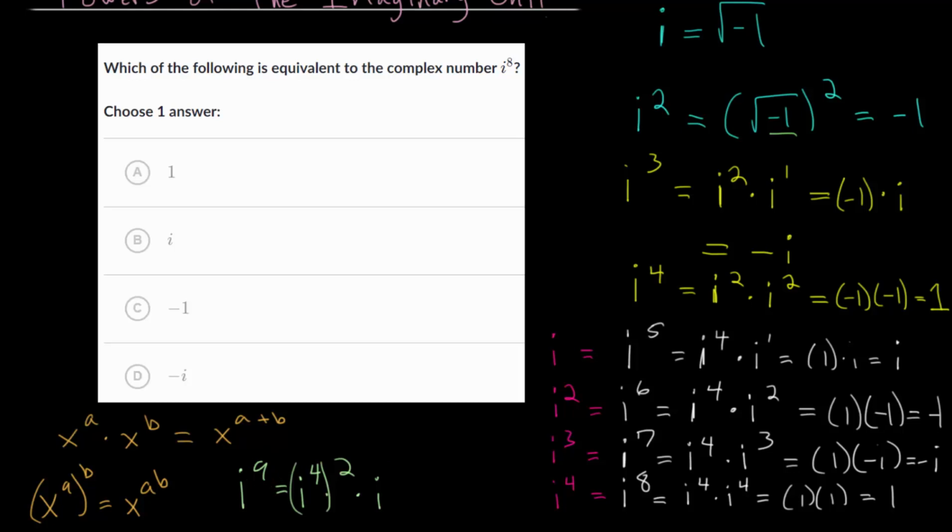And so i to the 4th we know is 1, so you get 1 squared multiplied by i, but 1 squared is just 1. So this is just i, and you can see that's the same thing as i to the 1st power or i to the 5th power. And i to the 10th will be the same thing as i squared, i to the 11th would be i cubed, and so on. So essentially, these go in a cycle of 4 different values. So the key to solving problems where you have i to some different power is to figure out which part of the cycle that it's actually in.